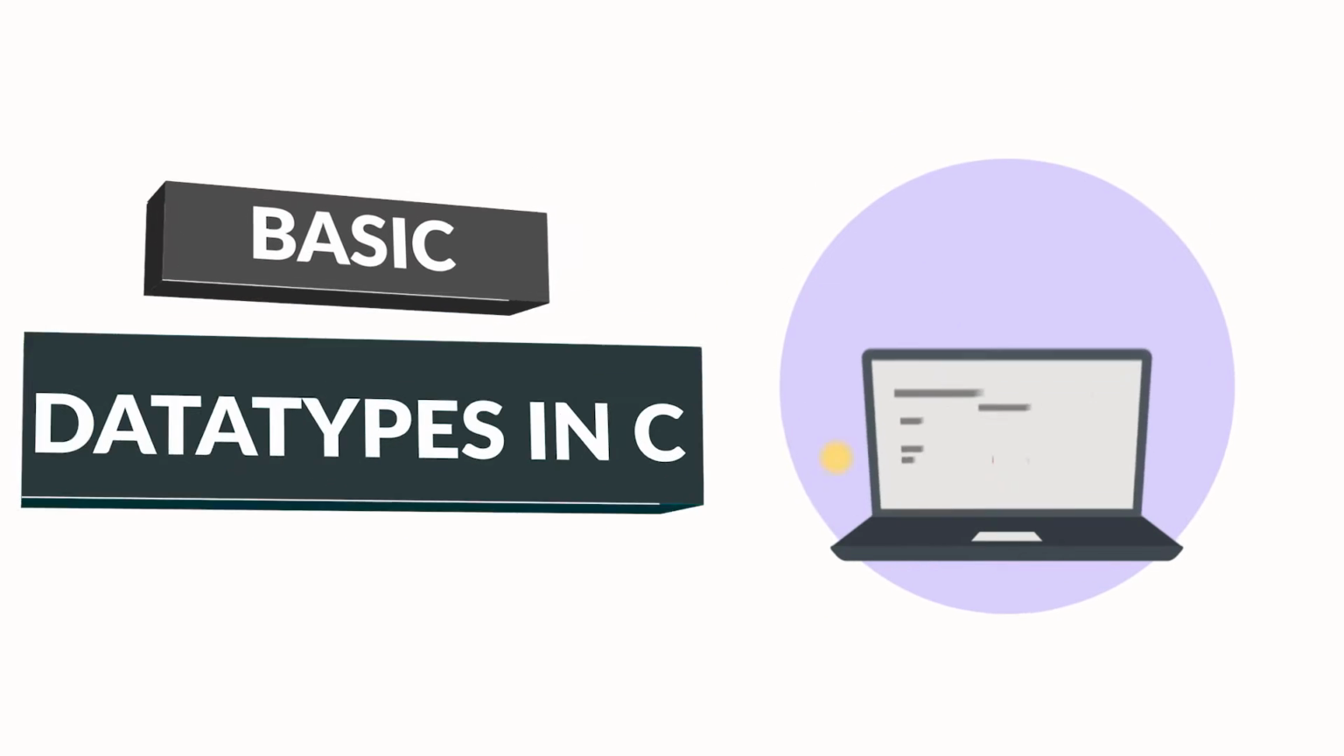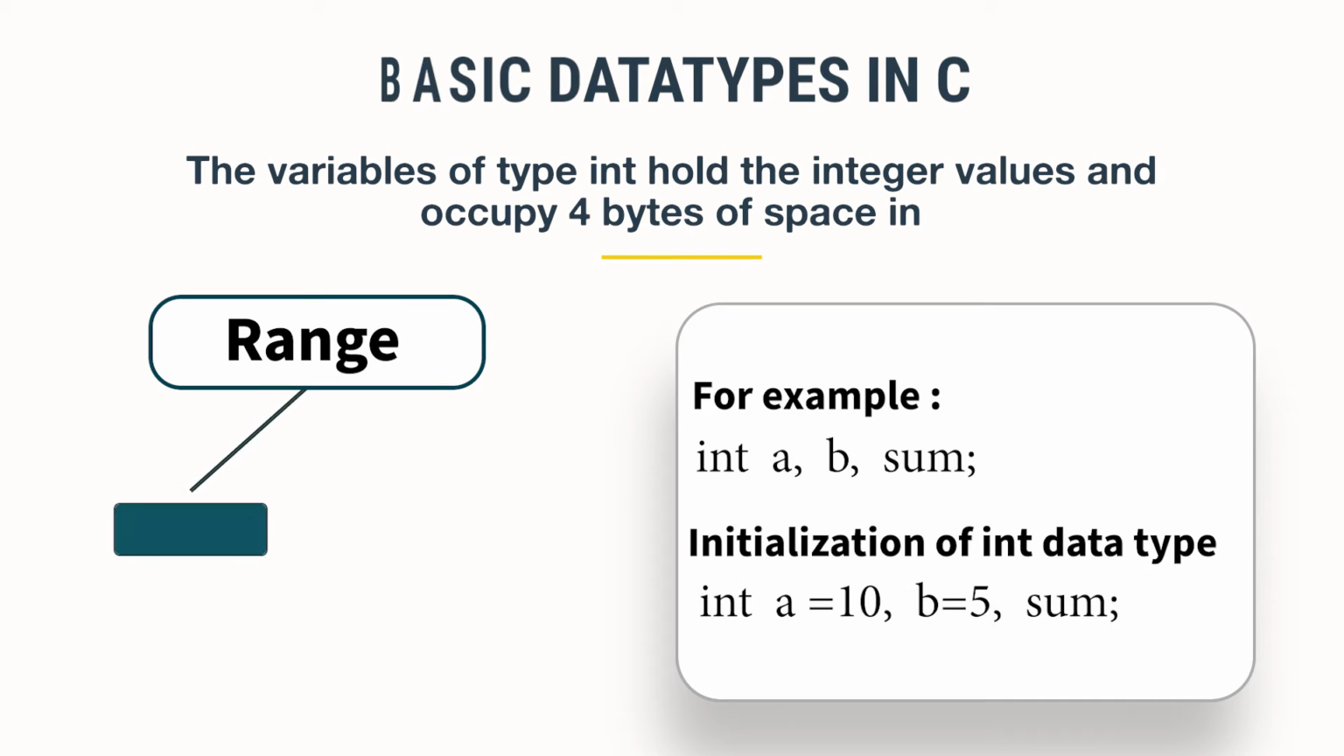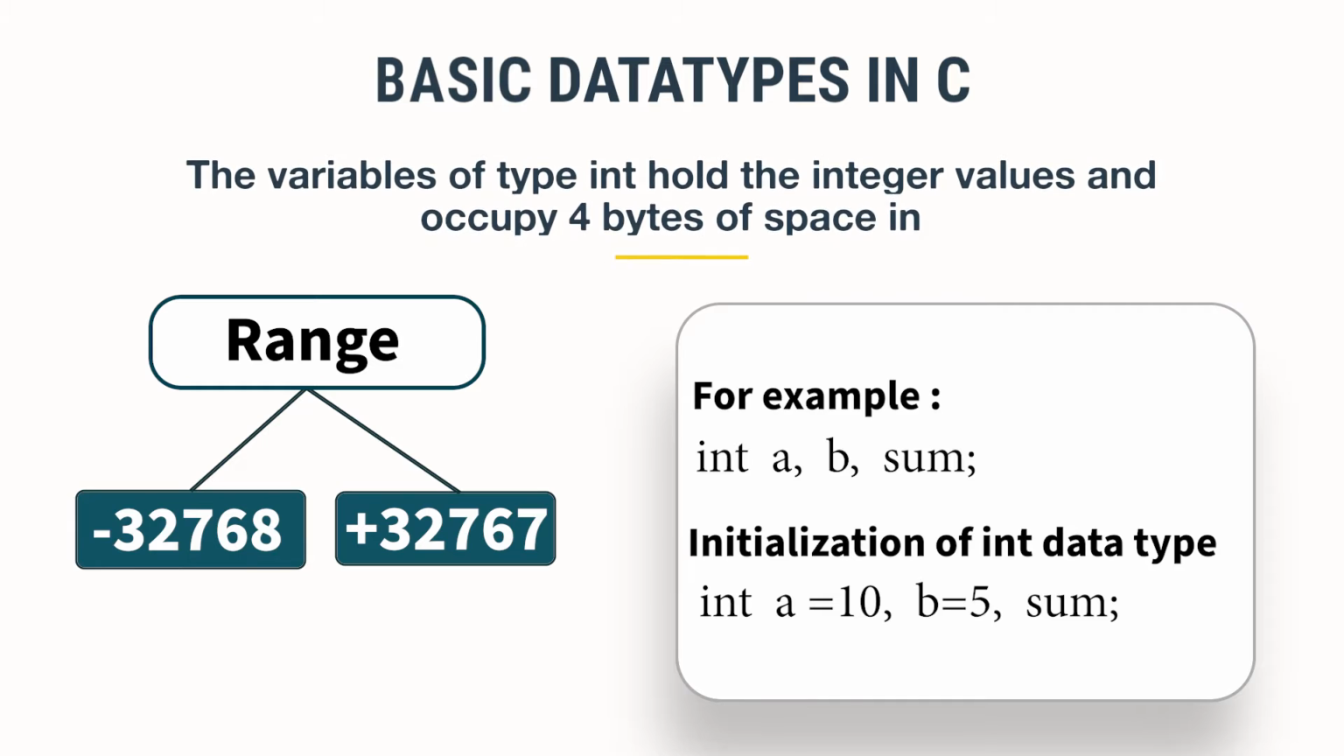First, let us understand the four basic data types in C. Variables of type int hold integer values ranging from -32768 to +32767, and it occupies 2 bytes of memory size. In this example, a and sum are the variables of type int that hold integer values.